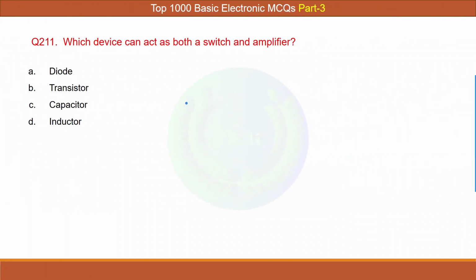Next question, question number 211. Which device can act as both a switch and amplifier? Option A, diode, option B, transistor, option C, capacitor, option D, inductor. The answer is option B, transistor.